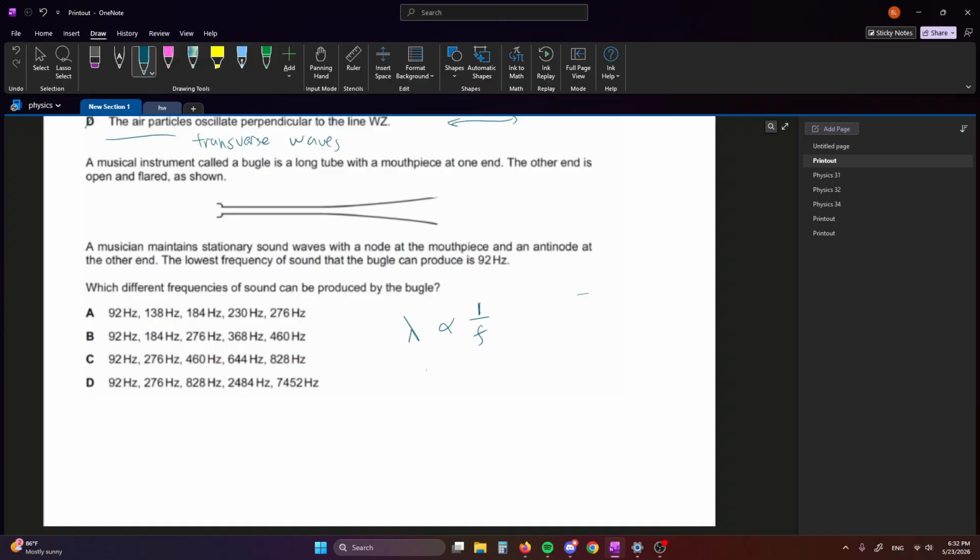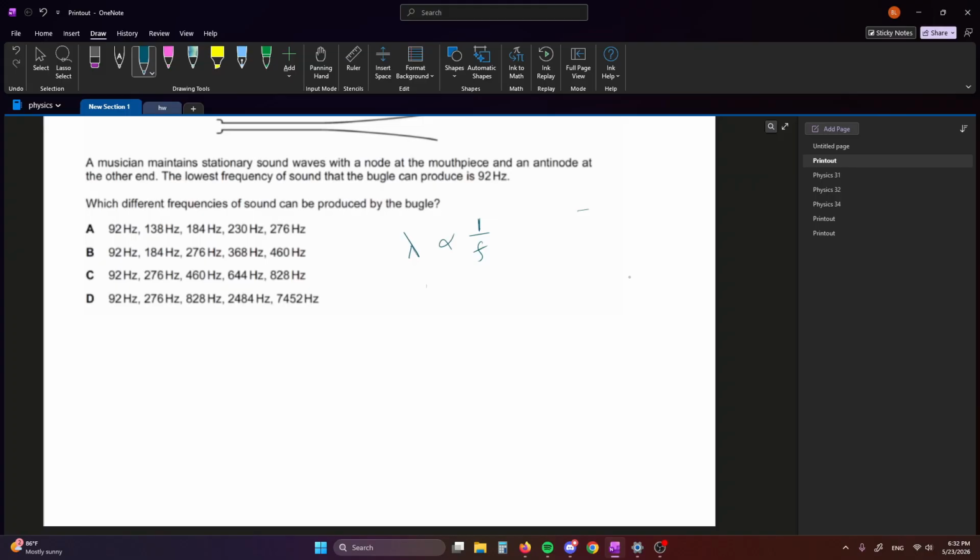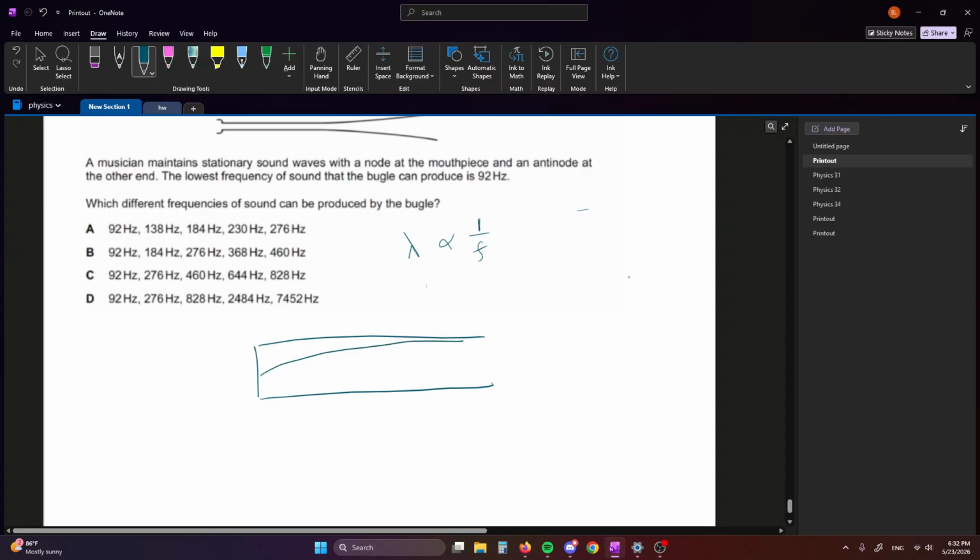So the main thing for this one is that we're actually finding waves that can fit in this type of thing, where we have a possible of this. We also have a possible of this. This is kind of a bad drawing, but we have two antinodes and two nodes. We can also have one like this, and so on. And they all have to fit in this tube here.